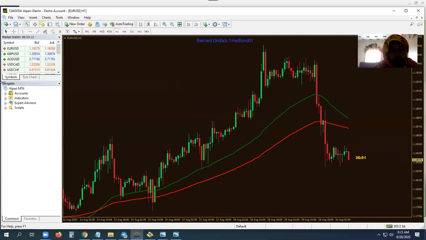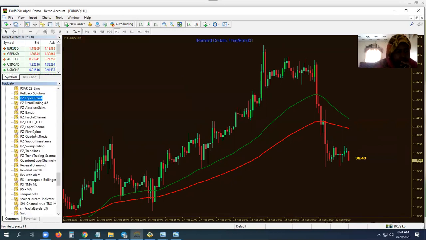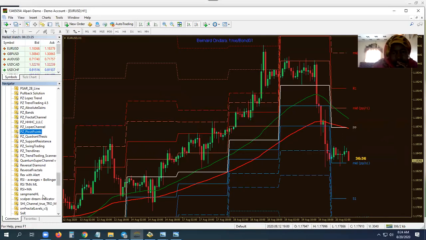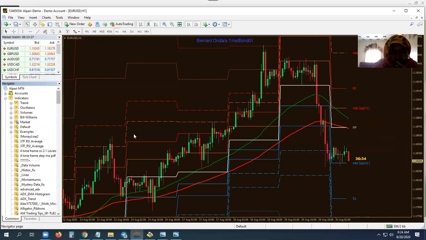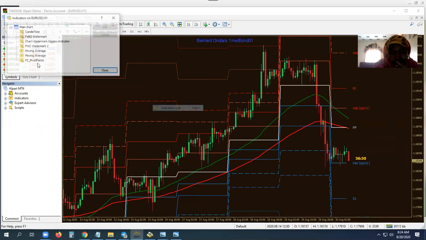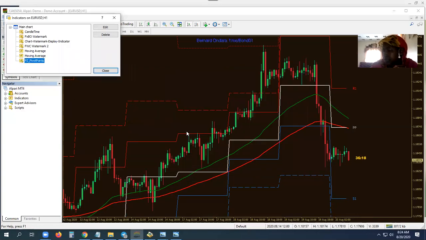So the other indicator I've shared with you is a pivot point indicator. Again, I've shared this with you. Pivot points, just drag it and drop it on the chart and leave it like that. Now, this is an interesting one. Let me open the indicator list, PZ pivot points. Let me remove midpoints. It's showing midpoints. I don't want midpoints. I just want the clear levels.